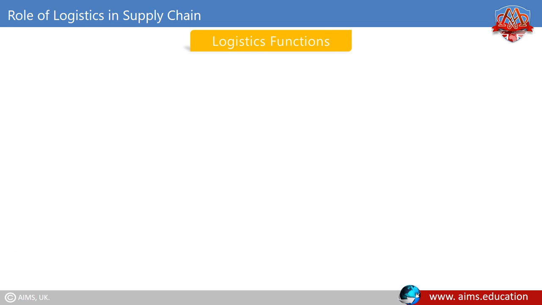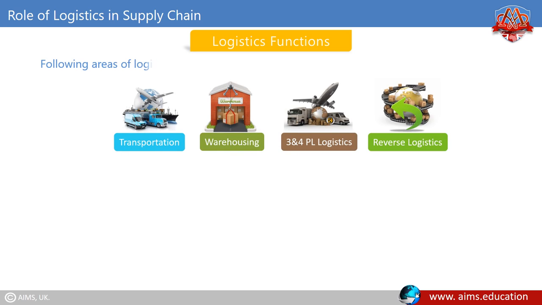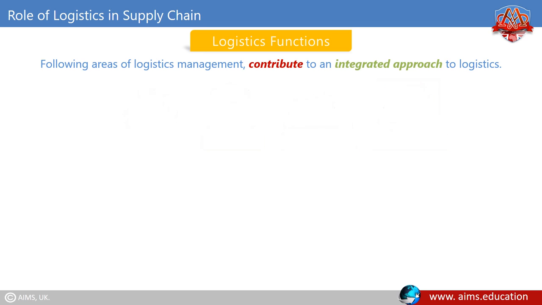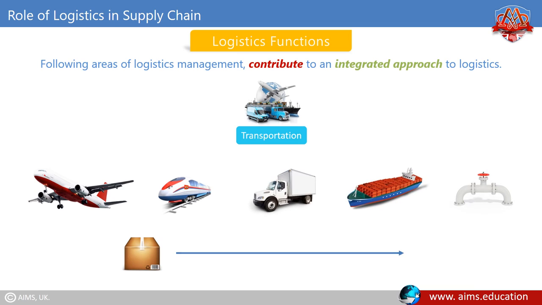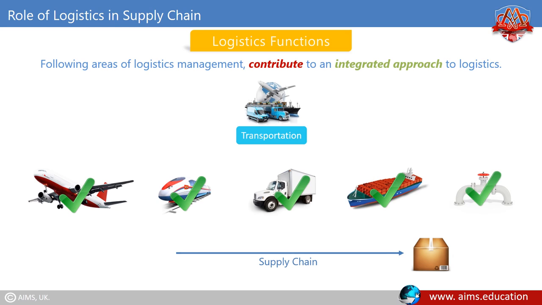Logistics functions. The following areas of logistics management contribute to an integrated approach to logistics within supply chain management. Transportation. Many modes of transportation play a role in the movement of goods through supply chains via air, rail, road, water, or pipeline. Selecting the most efficient combination improves the value created for customers.